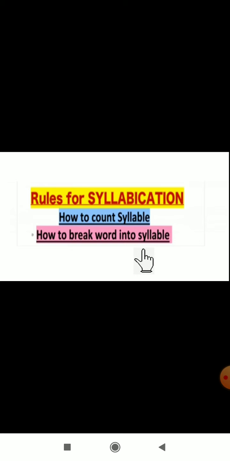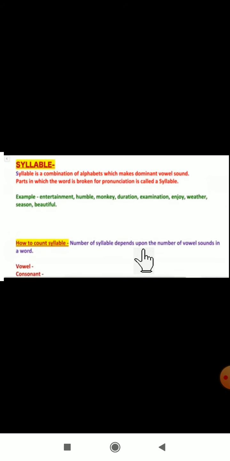Yes, that is very important. Here, see, a syllable is a combination of alphabets which makes a dominant vowel sound. The parts in which a word is broken for pronunciation are called syllables. Got it? So, what is a syllable? It is a combination of alphabets which makes a dominant vowel sound, and you can also say that it is a part in which the word is broken for pronunciation.